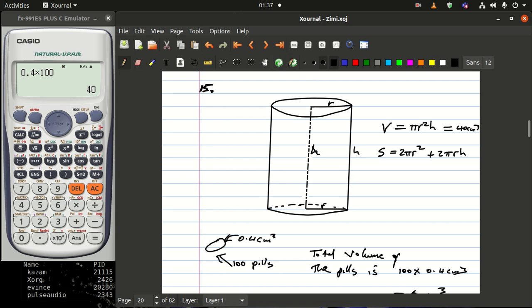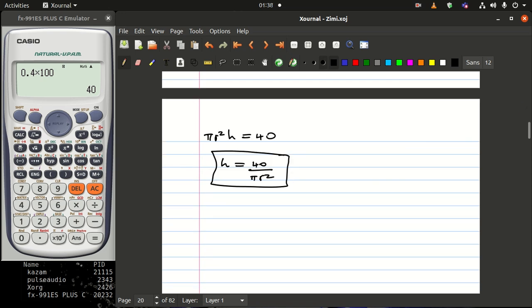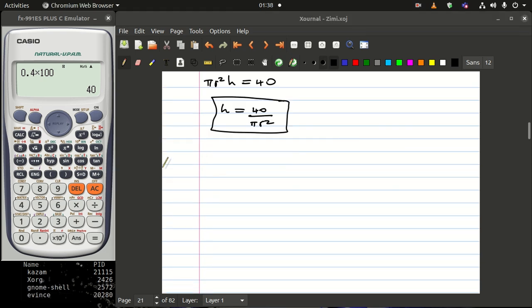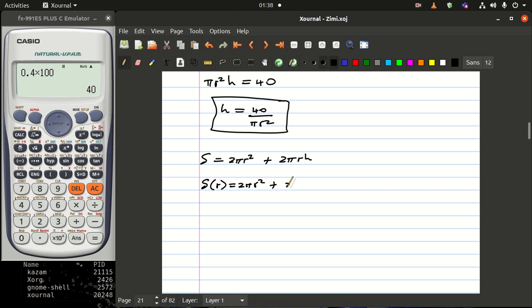The second thing is here, what dimensions, radius and height of the cylinder, will minimize the amount of packaging. So we want to make this thing as small as possible, so we want to minimize that. If you look at the total surface area here, remember that the total surface area is going to be 2 pi r squared plus 2 pi r h. If you are looking for the total surface area as a function of radius, it's going to be 2 pi r squared plus 2 pi r times, instead of h, 40 divided by pi r squared. I'm just replacing this h here.